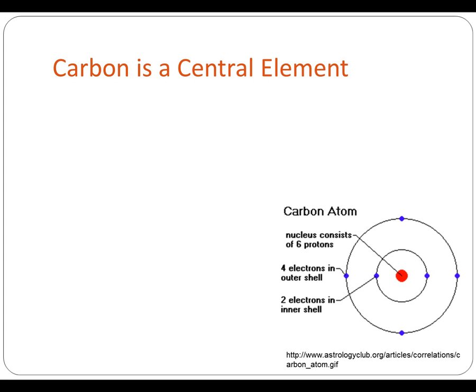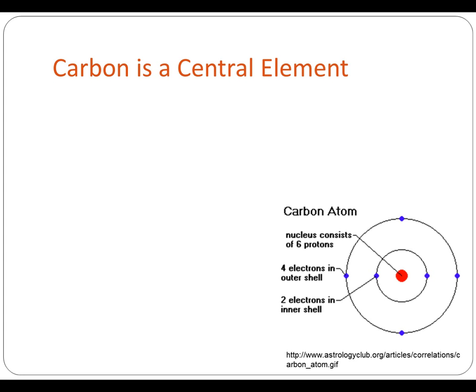So how many electrons could carbon accept in order to make it fully stable? How many is in its outer shell? 4. How many could that shell maximally hold? 8. So it could accept up to 4 more. Carbon has a valence of 4.